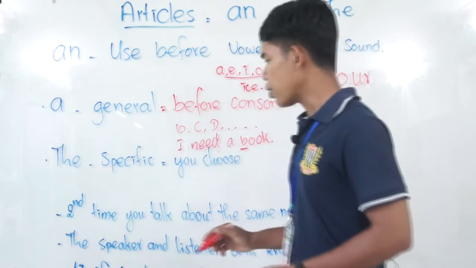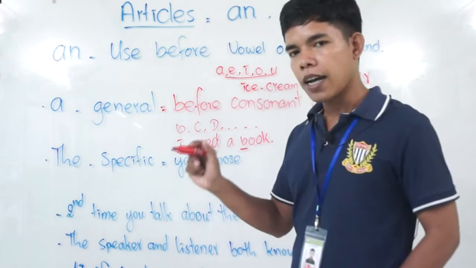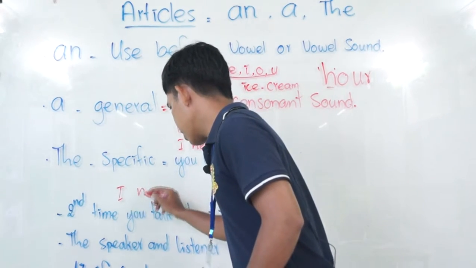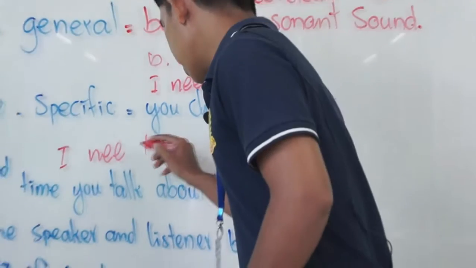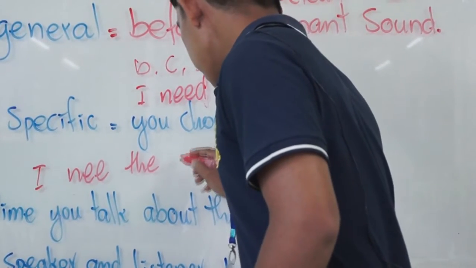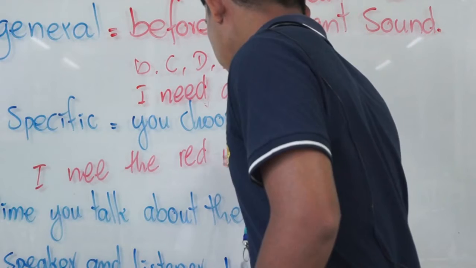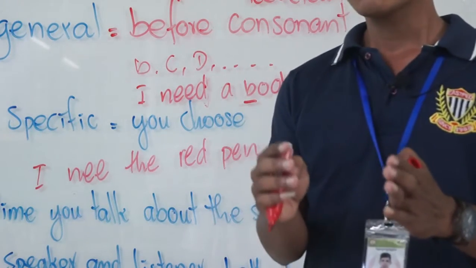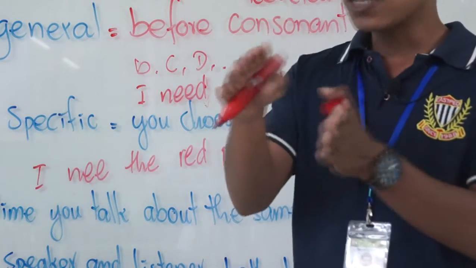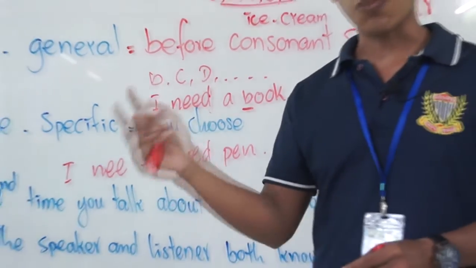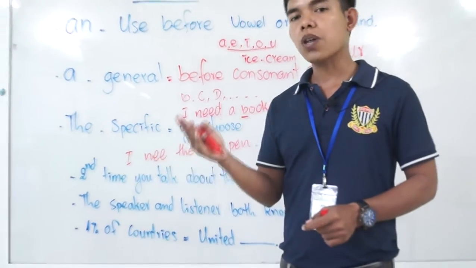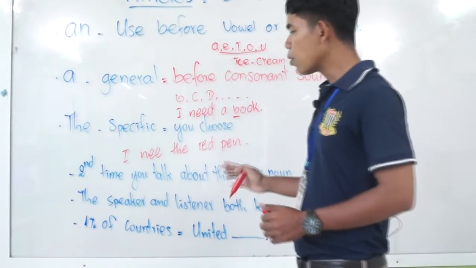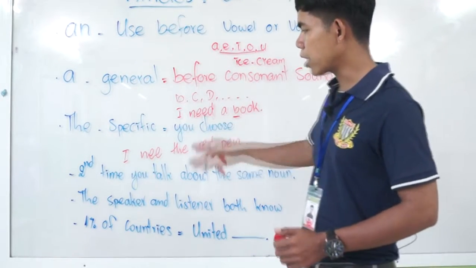Alright, for example, I can say I need the red pen. So it means that, like what I explained previously, the blue one you don't need, the black one you also don't need it. The one you need is only the red one. Okay, so let's move to the next point.